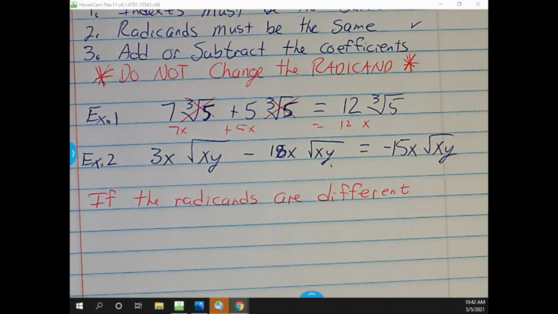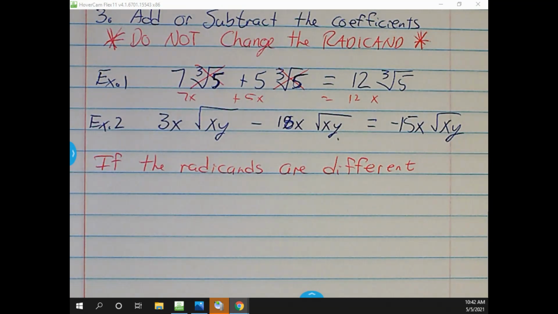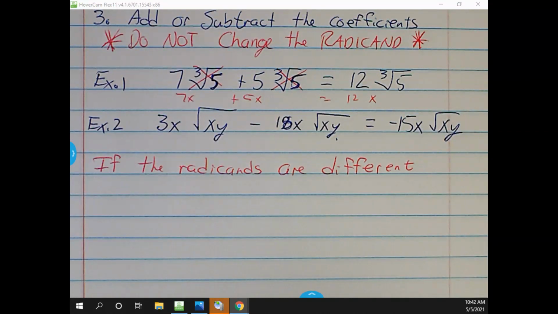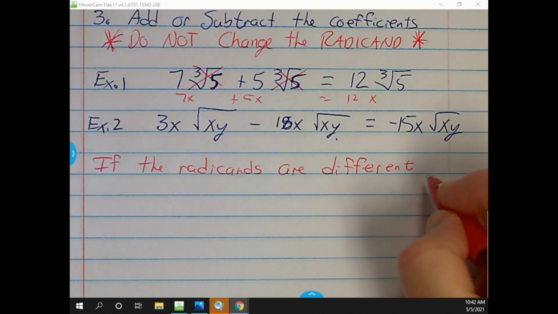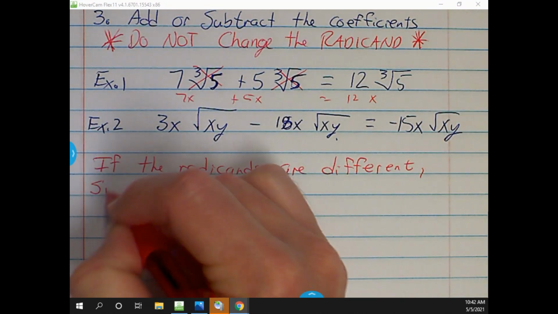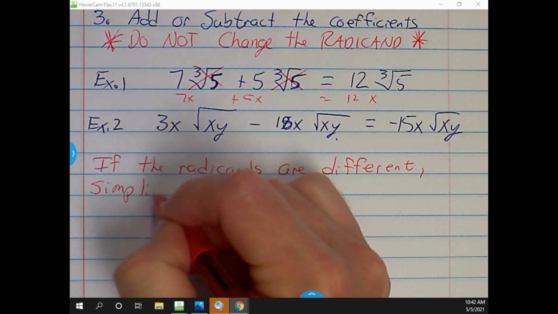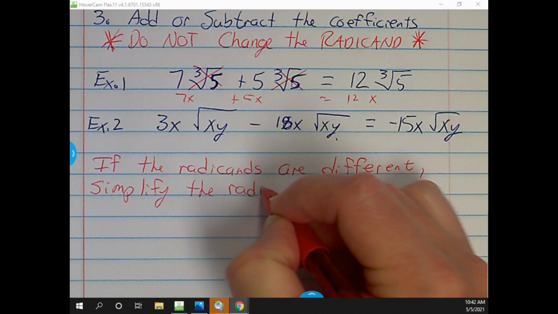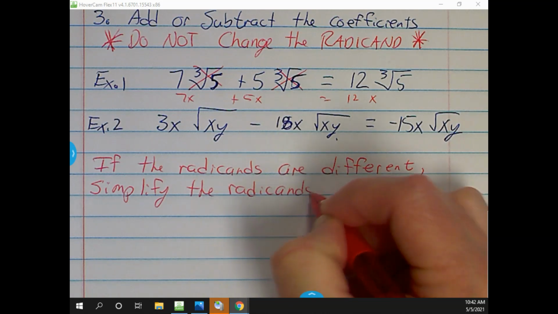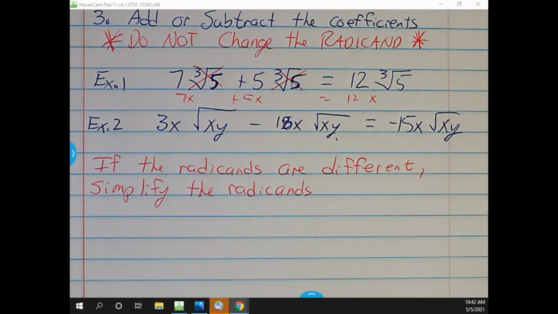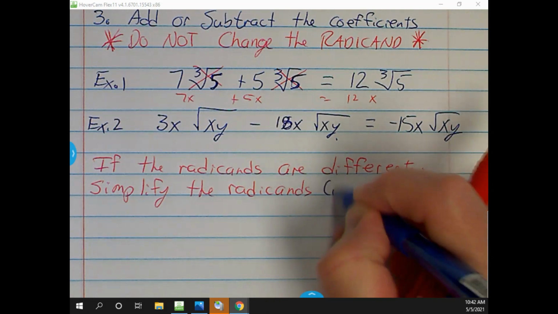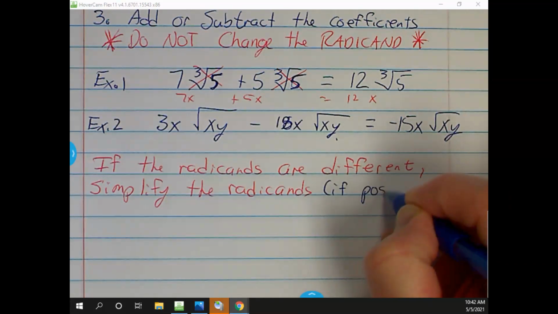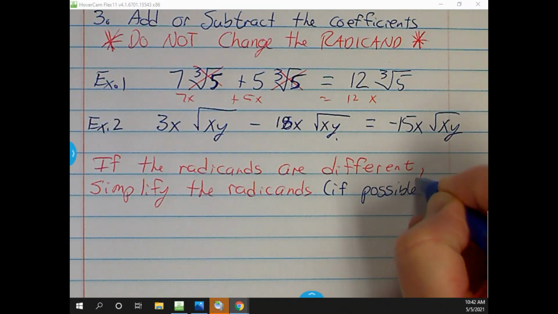It'd be nice if you could just go, oh, they're not the same. Okay, we're done. We don't need to worry about the problem. But here's what you have to do. If the radicands are different, simplify the radicands if it's possible, because they might be sneaky and give you some that don't simplify.